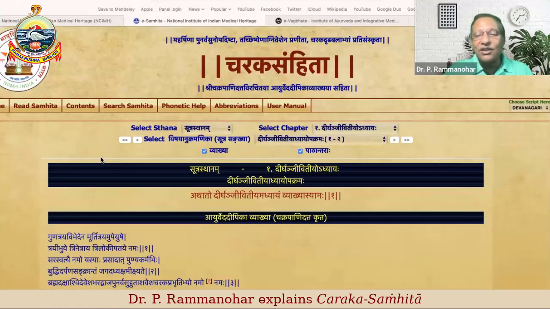Athādo Dirghanjivitiyam Adhyayam Vyakhyāsyāmaha. So the first thing is, before you start describing a Shastra, just like compassion is the basis, motivation is also a very, very important factor.